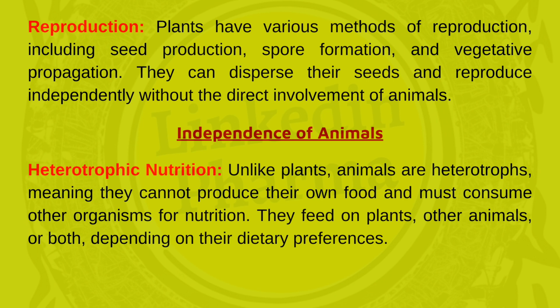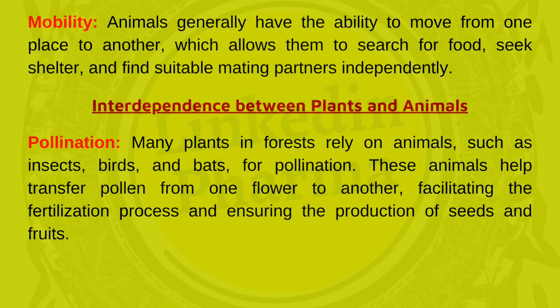Independence of animals. Heterotrophic nutrition. Unlike plants, animals are heterotrophs, meaning they cannot produce their own food and must consume other organisms for nutrition. They feed on plants, other animals, or both, depending on their dietary preferences. Mobility. Animals generally have the ability to move from one place to another, which allows them to search for food, seek shelter, and find suitable mating partners independently.